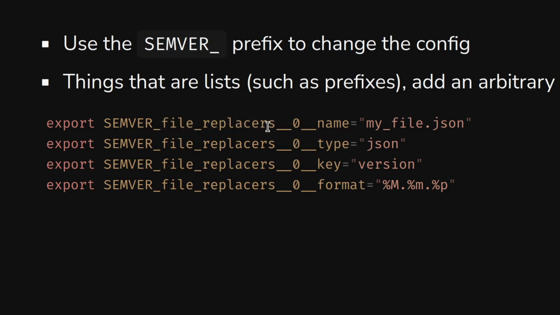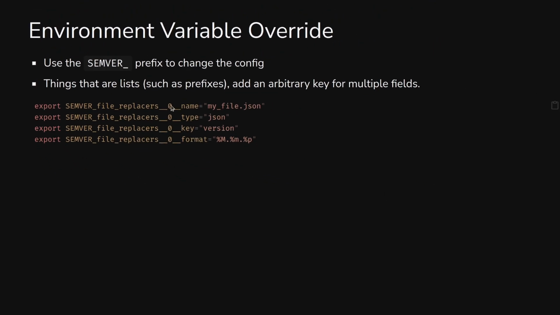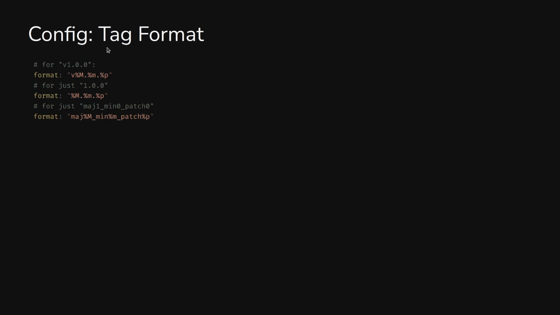If it's a list of things, you just need to assign an arbitrary key to that list item. And then this is basically discarded. It's just used to tie these fields together into a single object. So very flexible environment override. Now let's talk about the individual config options.